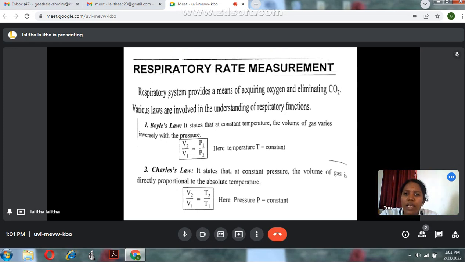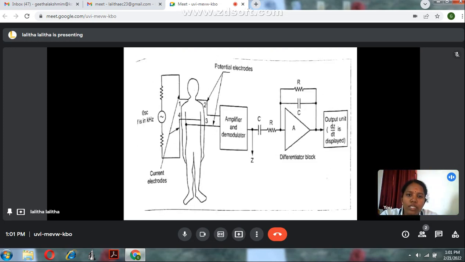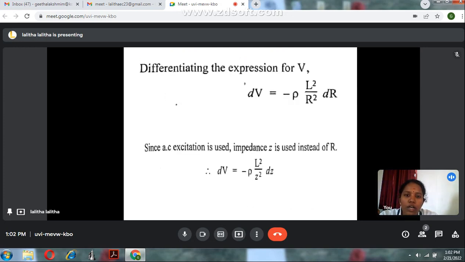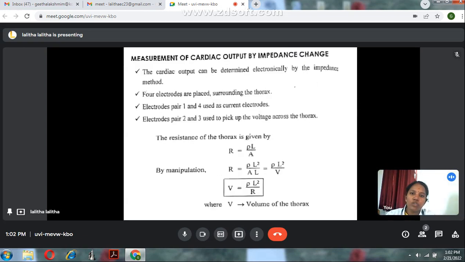This is cardiac output measurement by using three methods, that is the Fick method, the indicator dilution method and the impedance change method. Cardiac output is nothing but the amount of blood delivered from the heart to the aorta per minute. This is called cardiac output measurement. This cardiac output can be calculated by using the Fick method, the indicator dilution method and the impedance method. This is the necessary explanation of cardiac output measurement.